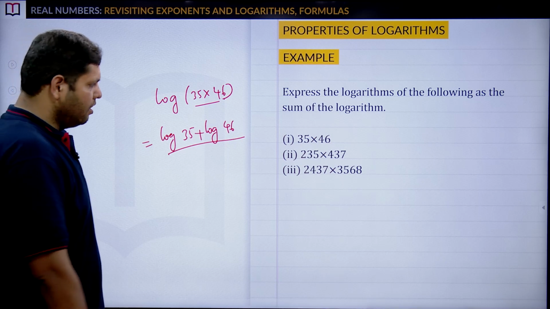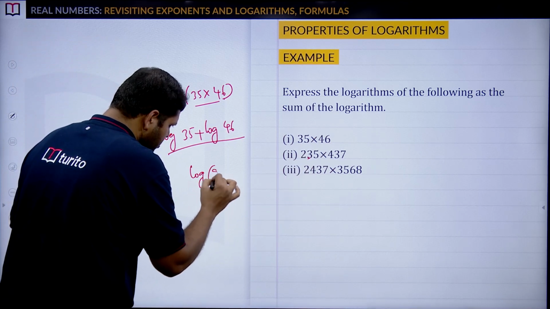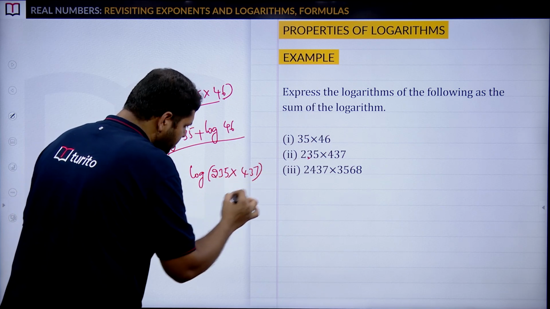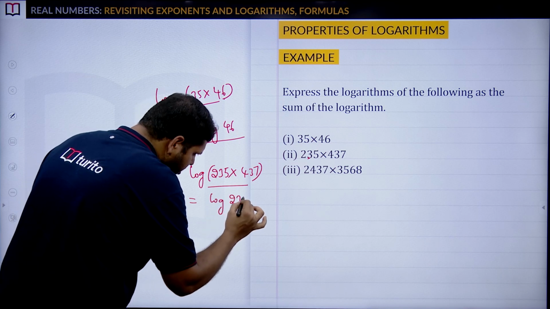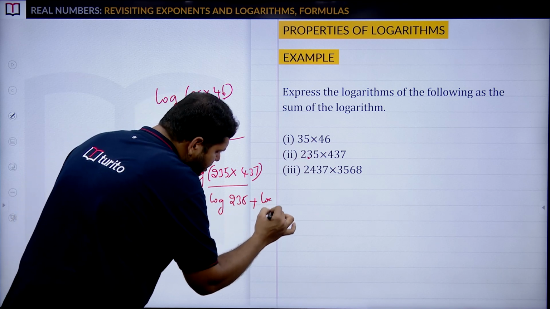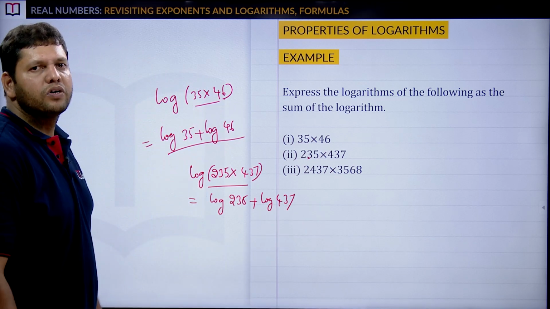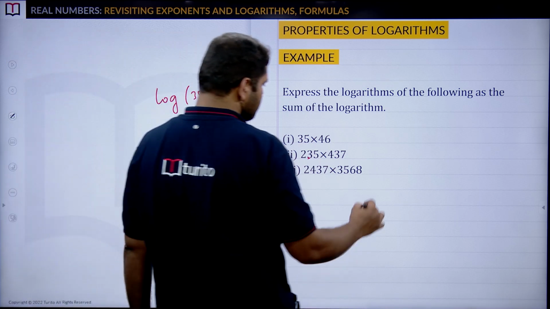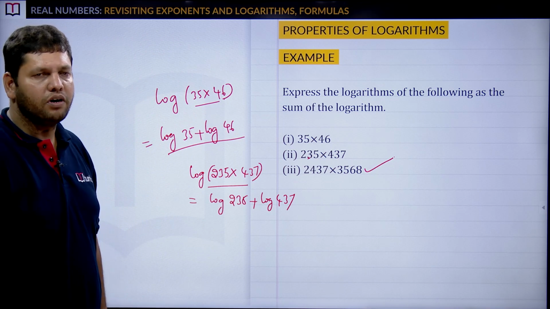Okay. Next one, 235. So apply the log 235 into 437. So how we can write, children? We can write as log 235 plus log 437. So here product means, children, we can write in addition form. Okay. Children, try this sum. Third one. Both are product, write in addition form.